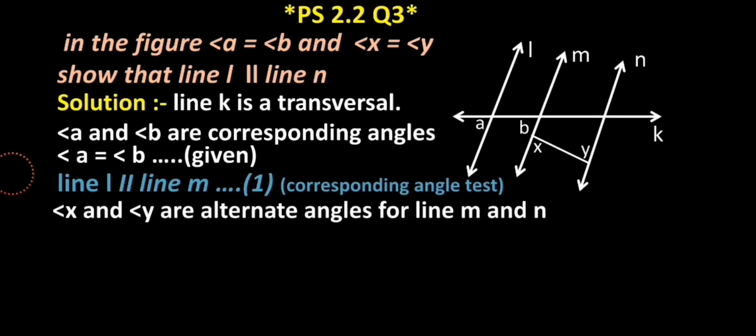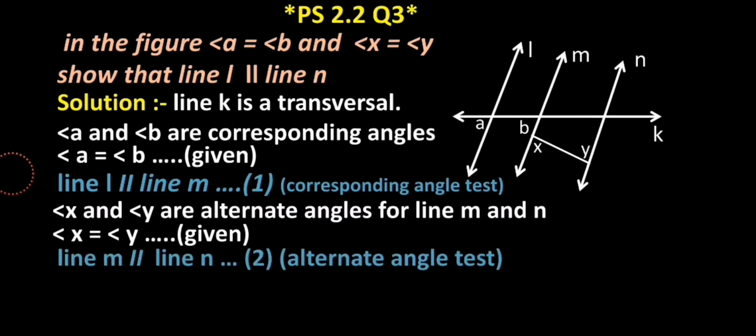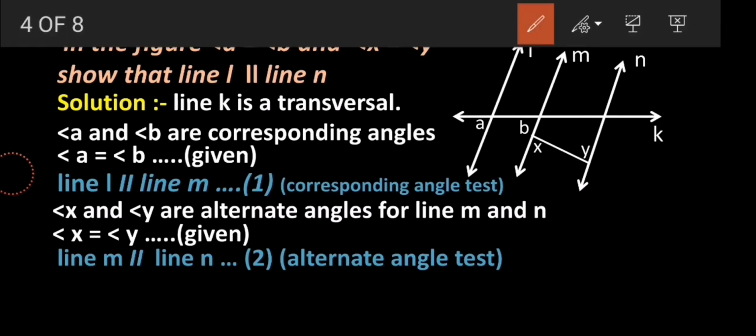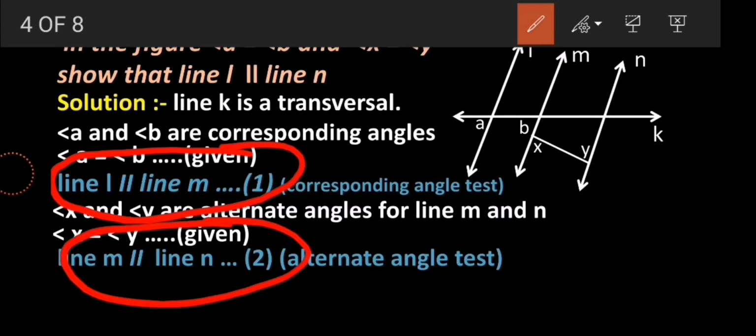Now turn your attention towards the angles X and Y. They are making alternate angles for lines M and N, and they are given congruent also. So we can say lines M and N are parallel to each other by utilizing the alternate angle test. So over here, check out number 1 and number 2. What we got? We got line L parallel to line M and line M parallel to line N.